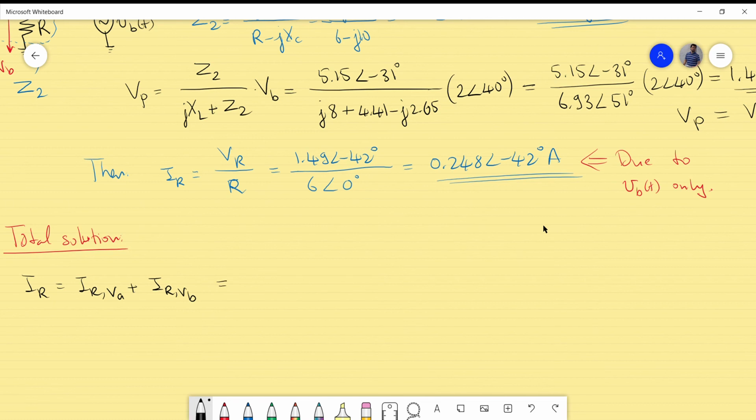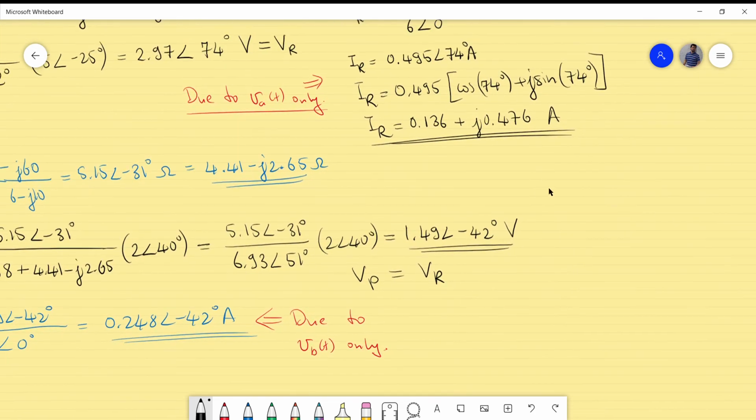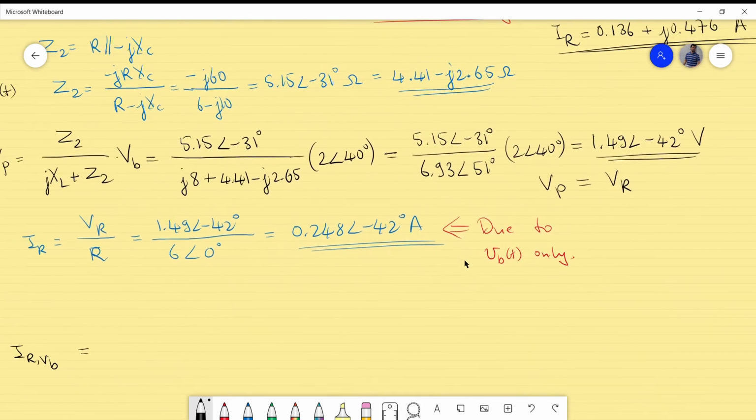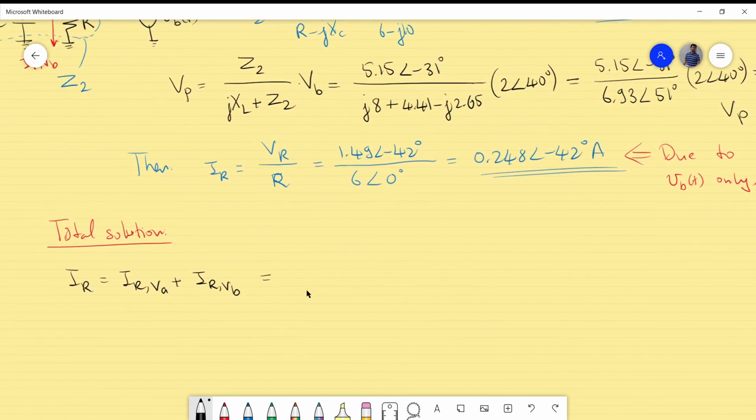So if I now write down the expressions for IR due to VA and IR due to VB, which is shown here, I have this: 0.495 phase 74 degrees. I will also take this and add them up. So what do I have? The following: 0.495 with a phase of 74 degrees plus 0.248 phase minus 42 degrees.